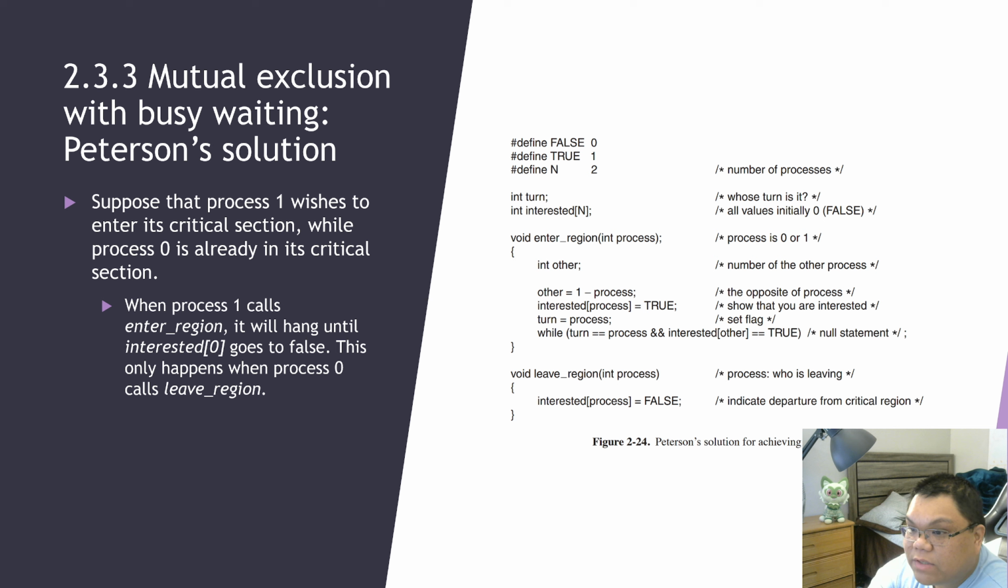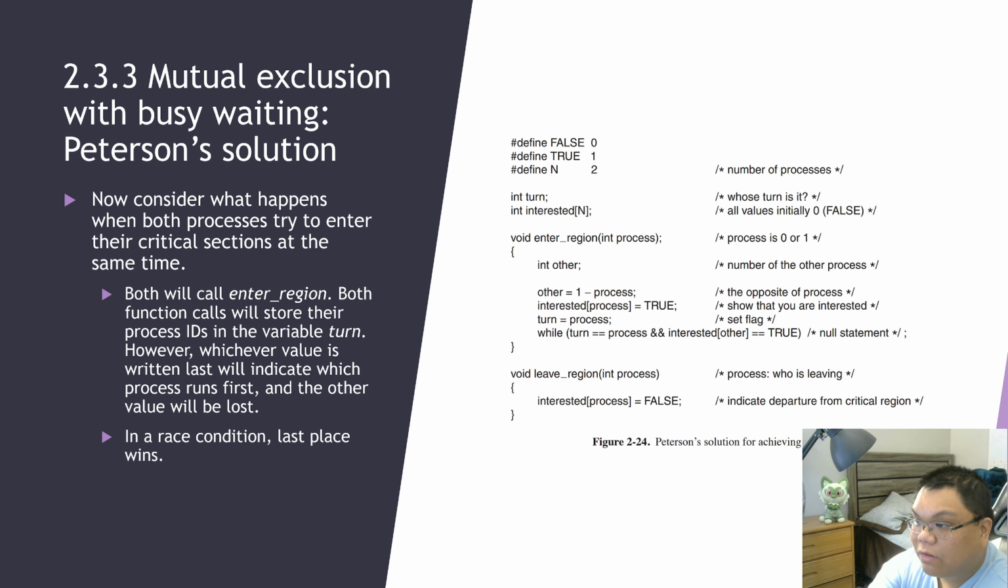Suppose now that process 1 wishes to enter its critical section, while process 0 is already in its critical section. When process 1 calls enter region, it will hang until interested 0 becomes false, because when process 1 called enter region, it basically showed its interest in entering its critical section. So now in this array of interested processes, interested 0 is true, and it won't go back to false until process 0 calls leave region. So when process 1 calls enter region, it will hang until process 0 leaves.